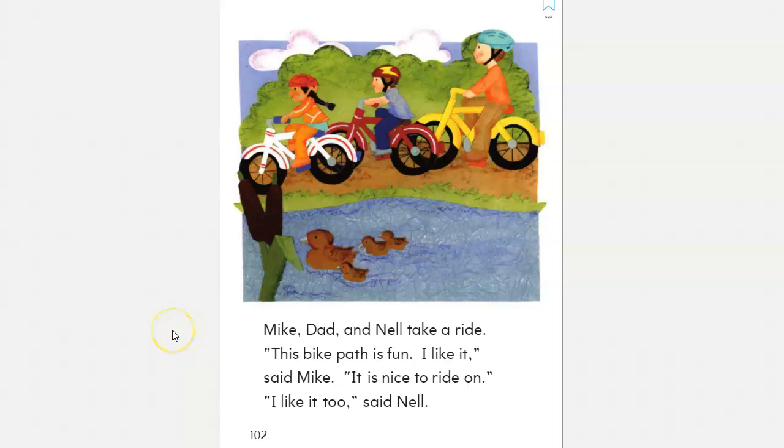Two words on this page that also have the long I are the words like, and nice. You can hear how the long I says its name even when it's put into a word. Ice, nice, like.